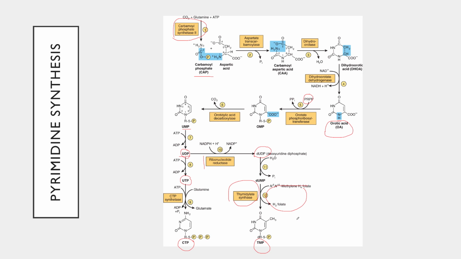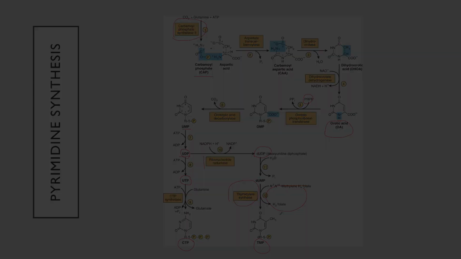So the synthesis of dTMP for DNA synthesis is our rate-limiting step for the replication process. And we'll see in subsequent slides how inhibition of either the folate cycle or the enzyme directly can reduce production of nucleotides for DNA synthesis.